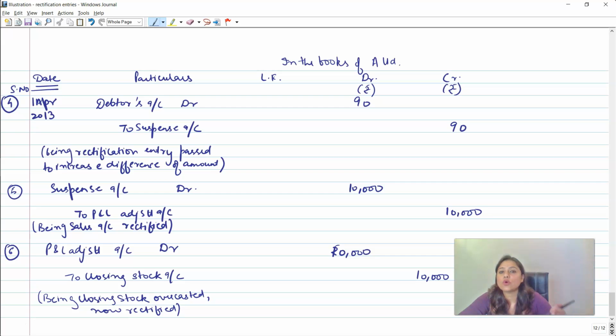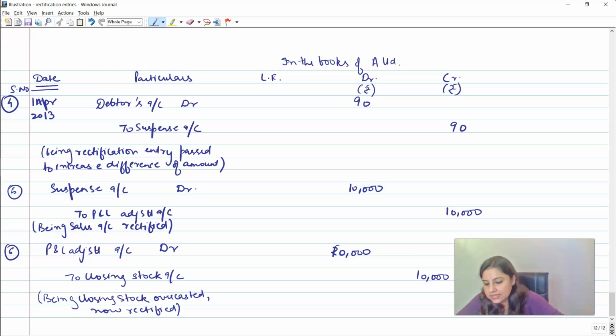However, rectifications related to nominal accounts would be passed through the P&L adjustment account. Also, in the case of single-sided errors, we have to make sure of the second impact. If one account is being debited, then the suspense account is to be credited in order to bring the double impact and reduce the balance of the difference that has been recorded in the suspense account.